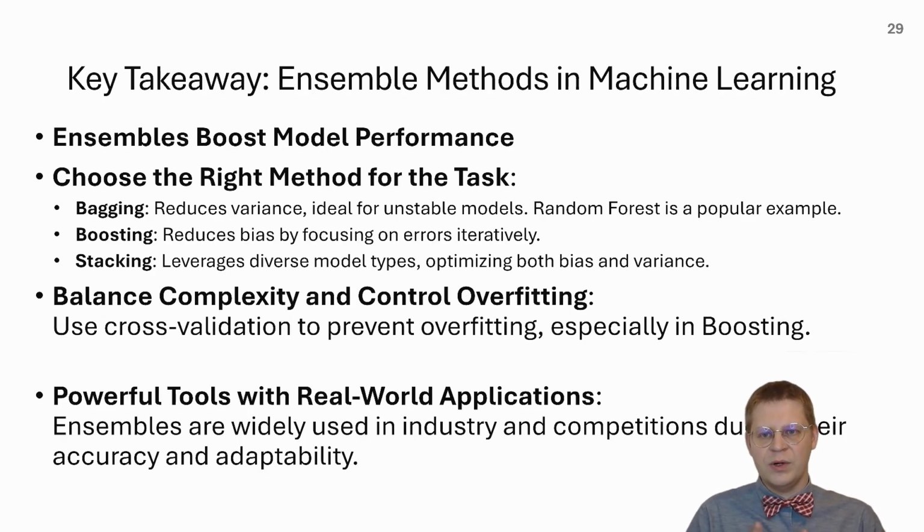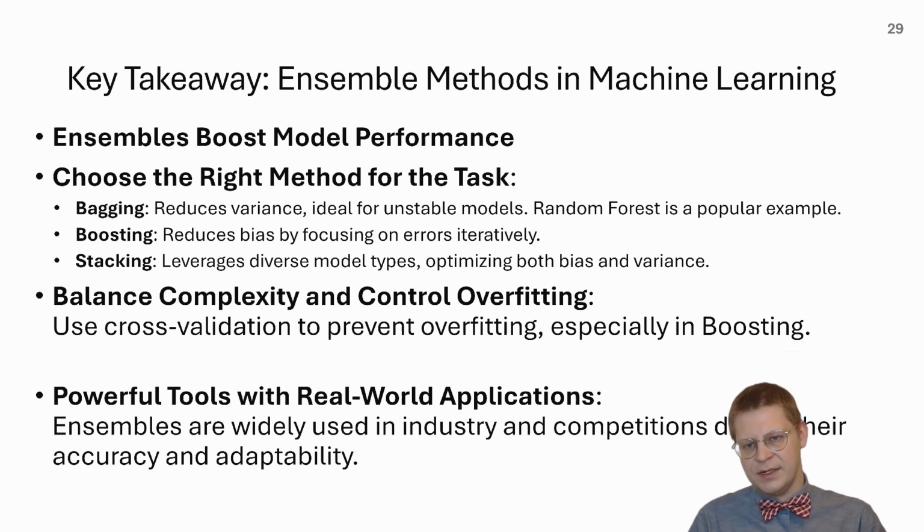To sum up our exploration of ensemble models, let us summarize the main points. First one, boost model performance. Ensemble methods like bagging, boosting, and stacking enhance model accuracy, stability, and generalization. Bagging reduces variance by averaging predictions across similar models. Boosting sequentially improves on errors to reduce bias. Stacking combines different model types to leverage diversity.